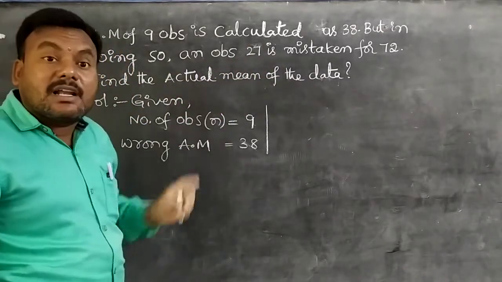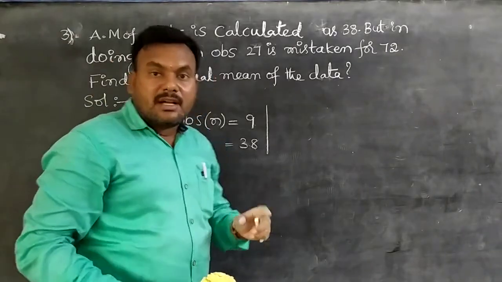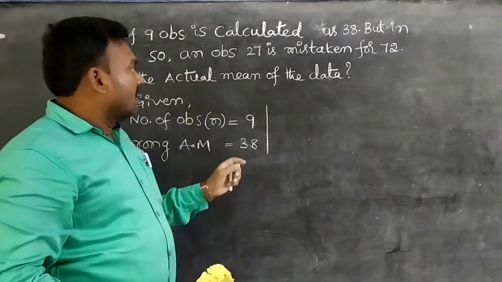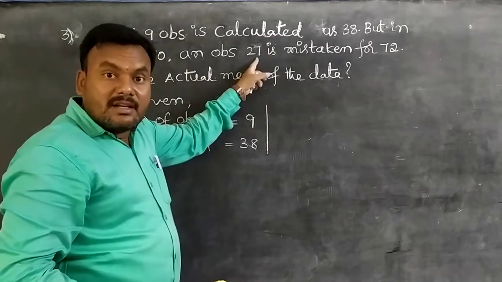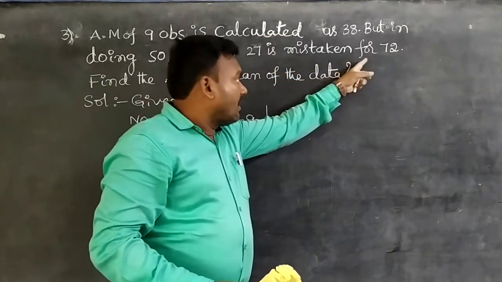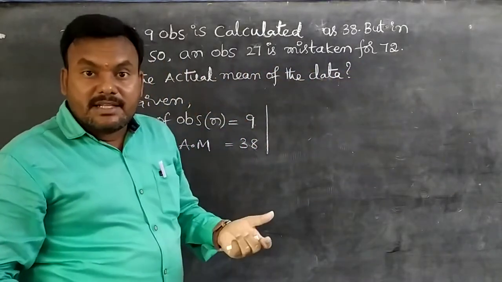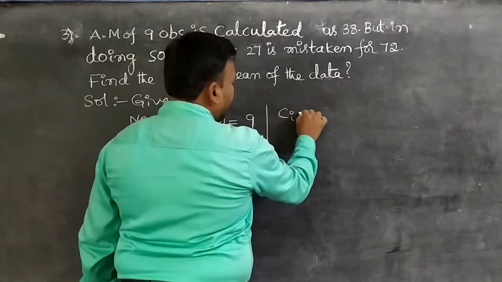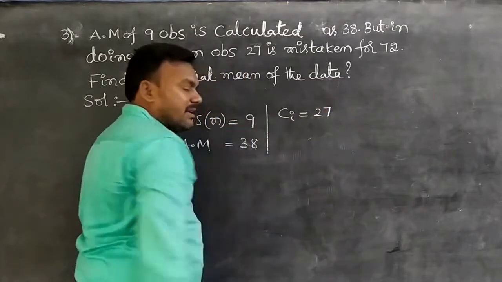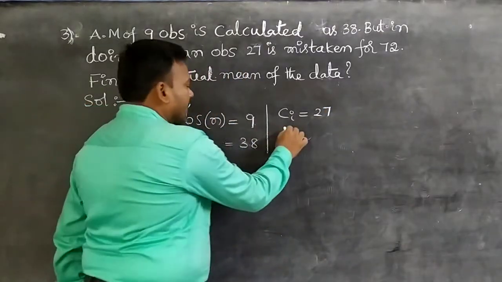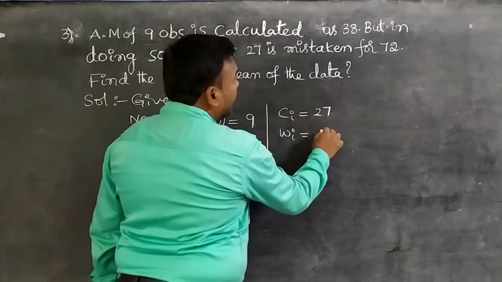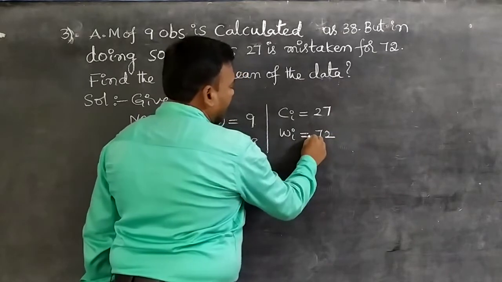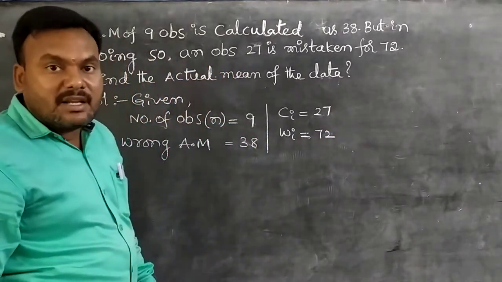Next, in doing so, an observation 27 is mistaken for 72. Which is the correct item? Identify them. So here the correct item is 27, and the wrong item is 72. Observe, students: correct item CI equals 27. Next, wrong item WI equals 72.